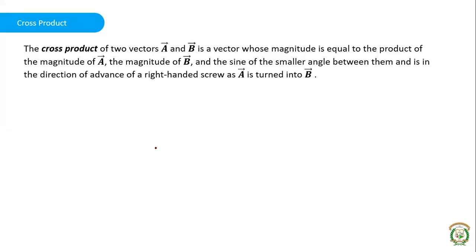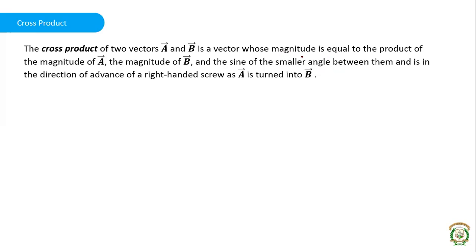Suppose there are two vectors a and b. The cross product of those two vectors a and b is another vector whose magnitude is equal to the product of the magnitude of a, the magnitude of b, and the sine of the angle between them, the sine of the smaller angle between them. So that only defines the magnitude.